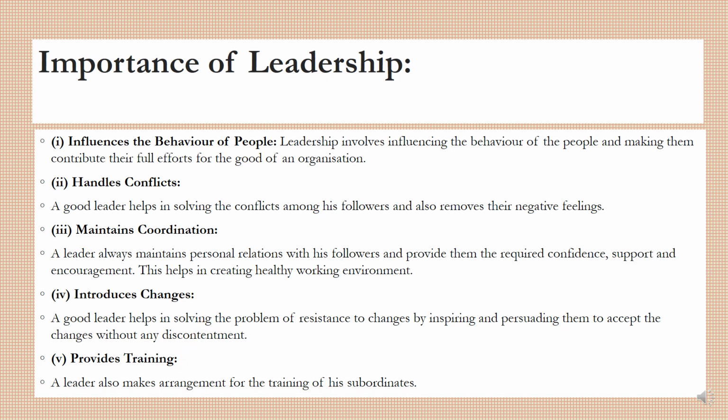Then it provides training. A leader also makes arrangements for the training of his subordinates. So he's training them to accept change, training them to coordinate, training them not to enter into conflicts. So it's a continuous training or inspiring that's going on in leadership.